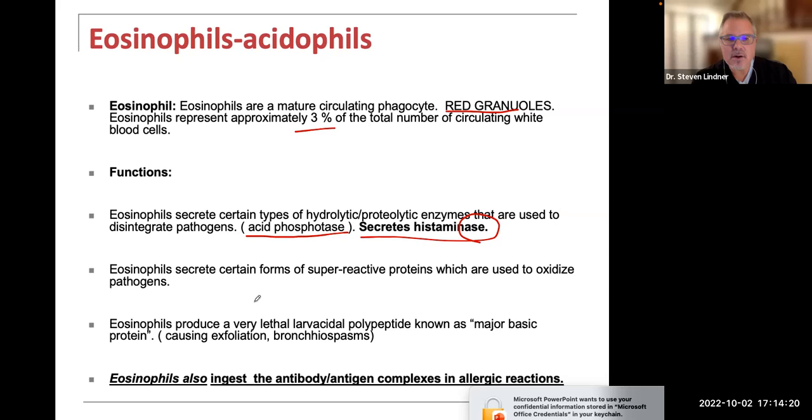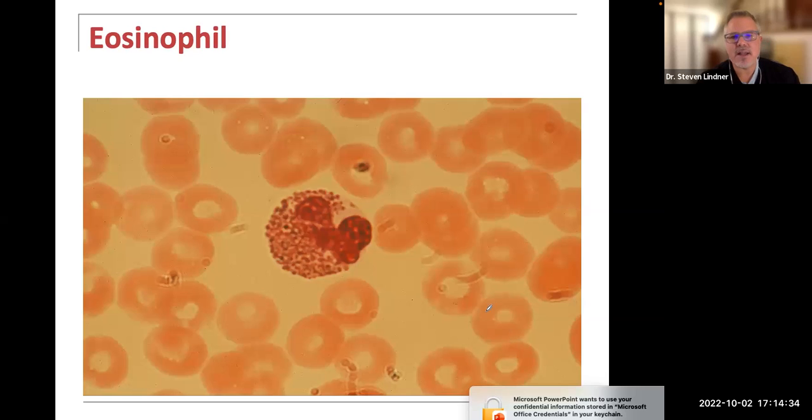Eosinophils are pretty high when you have some sort of allergic reaction, also a sort of parasitic reaction. So parasites and allergies are going to have a high eosinophil count. These are typically bilobed and have those larger red staining granules.